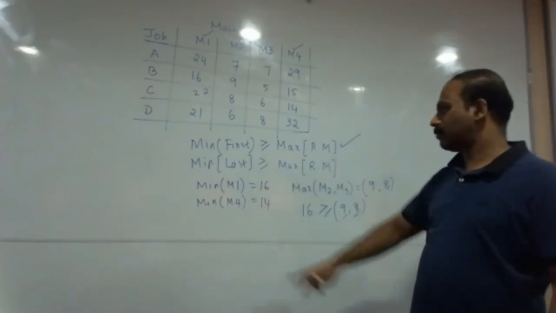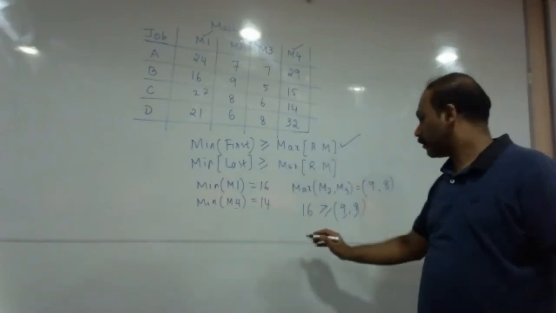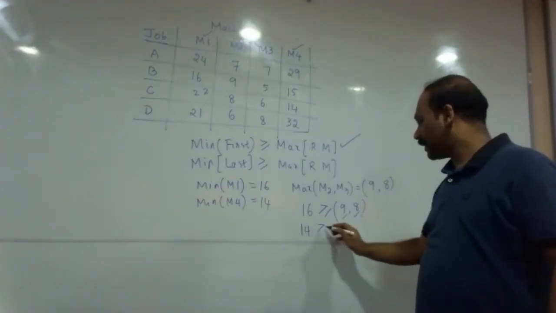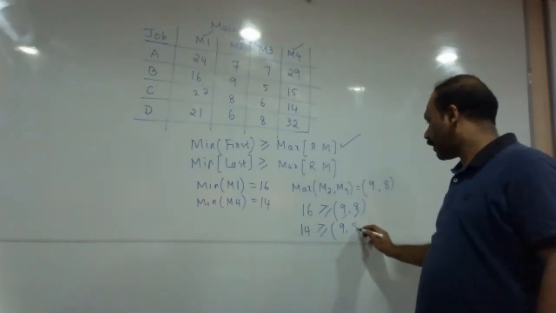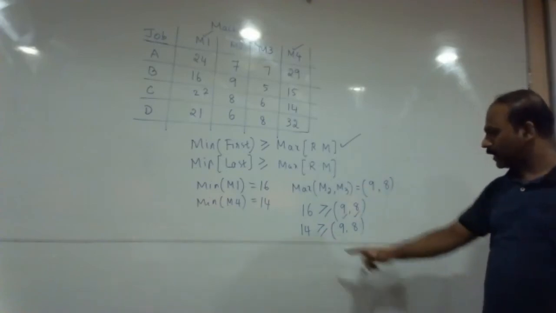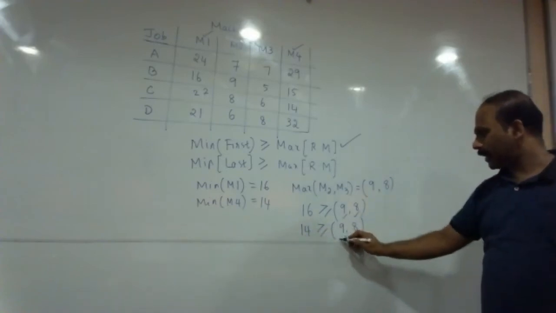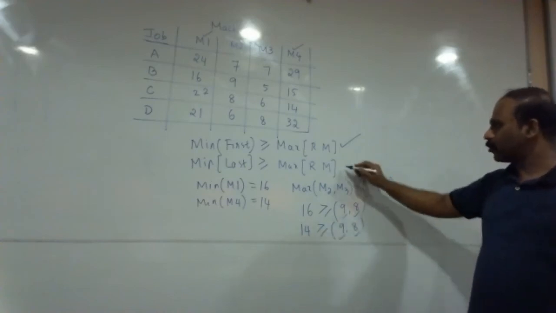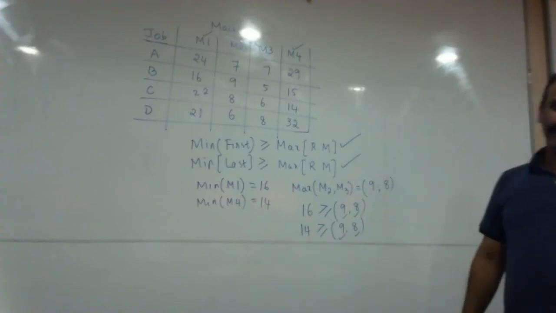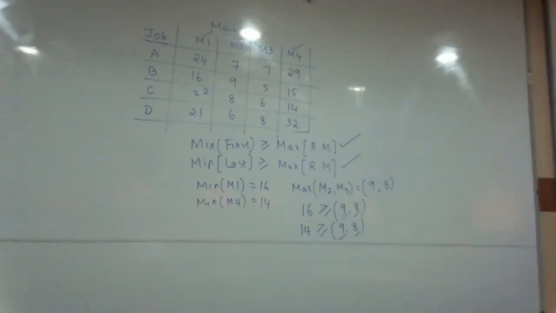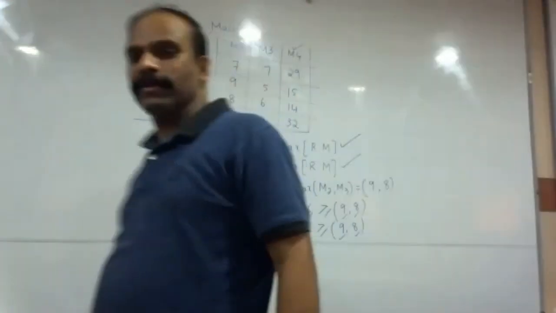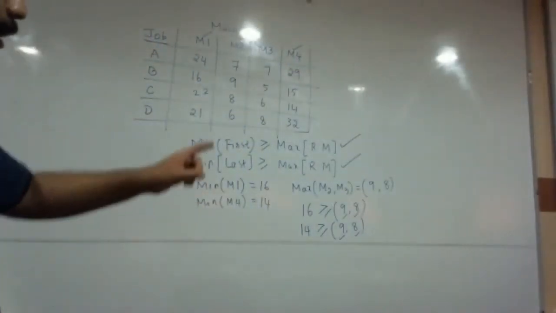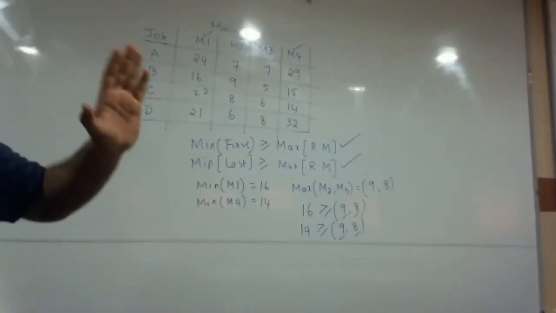Minimum of last, which is 14. 14 is greater than or equal to 9, 8. Now you can see that 14 is greater than 9 and also greater than 8. That means even the second condition is fully satisfied. Are you able to understand the difference between the first method and second method, everyone? Both the conditions are satisfied.